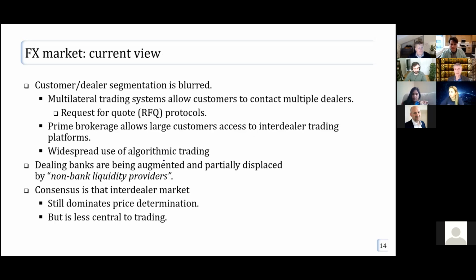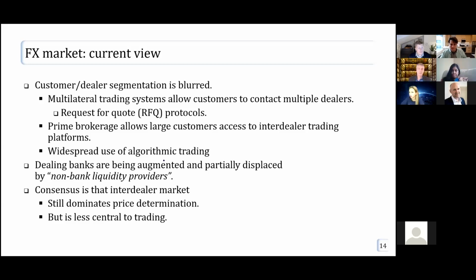The world has changed. In particular, this segmentation has become a lot more porous. So we have these multilateral trading systems, a proliferation of markets with RFQ, request for quote, protocols. And this gives customers access to more than one or two dealers, often many. Also, there's been a proliferation of prime brokerage. So under the sponsorship of a direct participant, large customers can often get direct access to the interdealer markets.